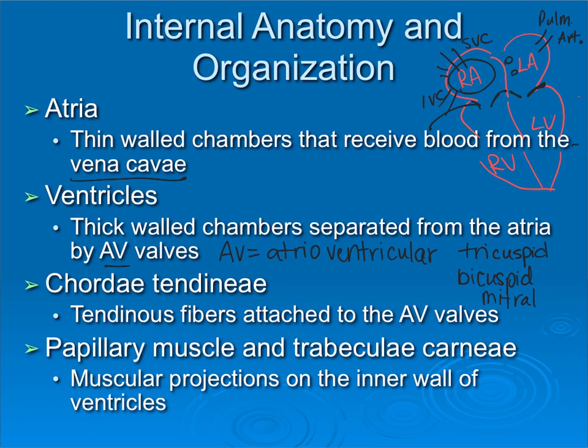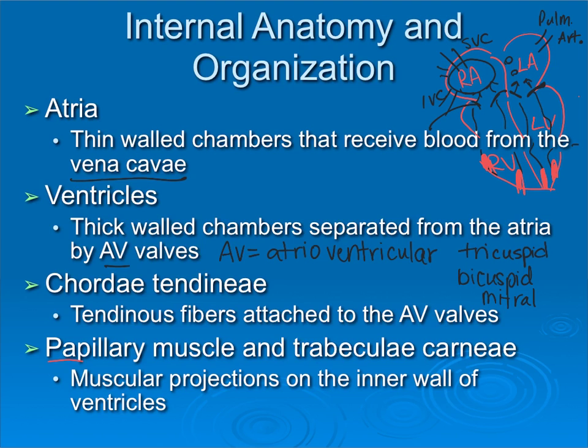Then we have the chordae tendineae. In layman's terms, we call these heartstrings. And basically, these attach to the AV valves, and they're going to prevent them from inverting as the pressure rises. So we'll talk about that later. What helps keep those heartstrings tight are these finger-like muscles that we find in the ventricles. And these are called papillary muscles.